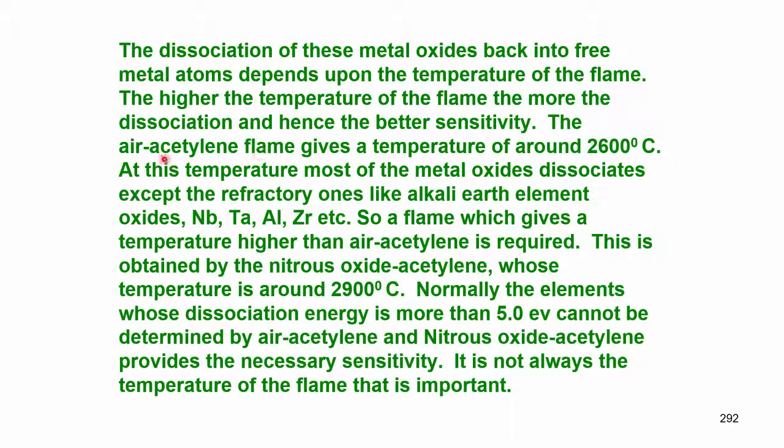So, the air acetylene gives a temperature of about 2600 degree centigrade. At this temperature, most of the metal oxides dissociate except refractory metals like niobium, tantalum, aluminium, zirconium, etc. You know, you can include tungsten and all that. And alkaline earth metal oxides also form some sort of refractory compounds. So, a flame which gives a temperature higher than air acetylene is required.